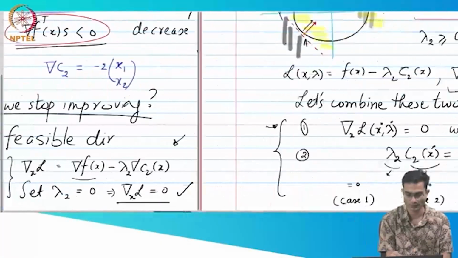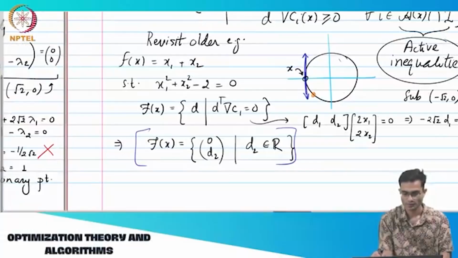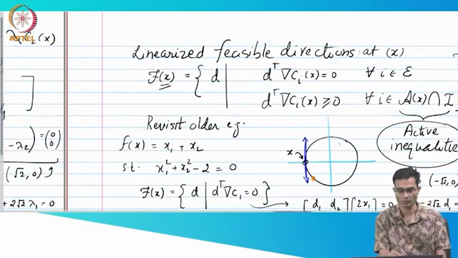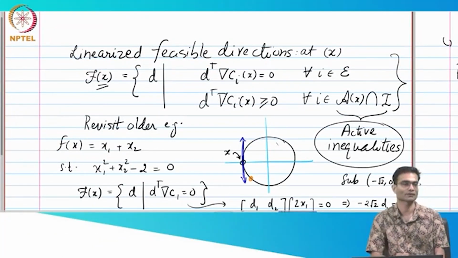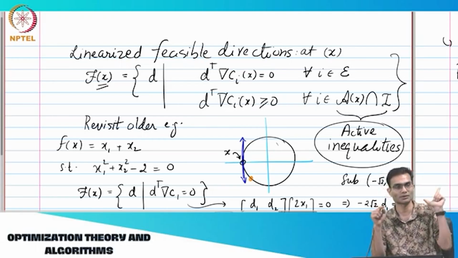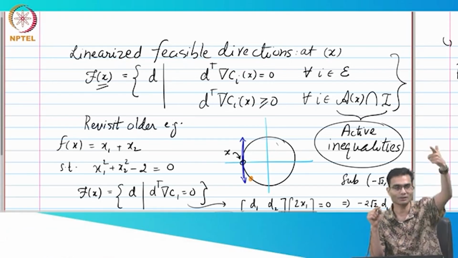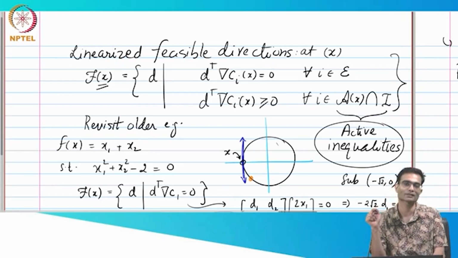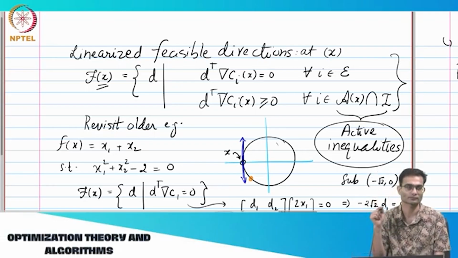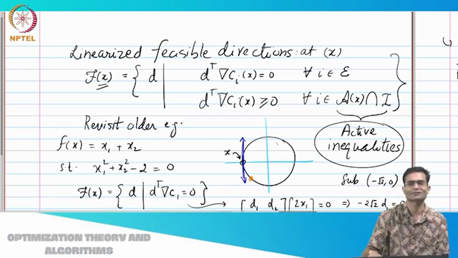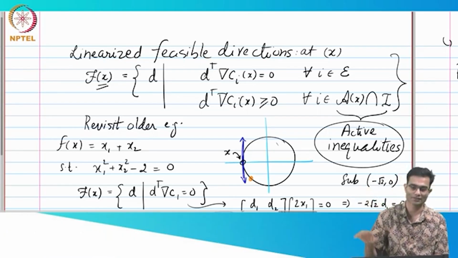So that's why the final definition that we have of the linearized feasible directions takes care of the active inequalities. Because the active set includes equalities and inequalities. If you look at the original definition, it has both. I've already caught the equalities above, so now I just want to pull out the inequality constraints, but I want them to be active. It looks complicated to write, but we're just saying equalities and active inequalities.